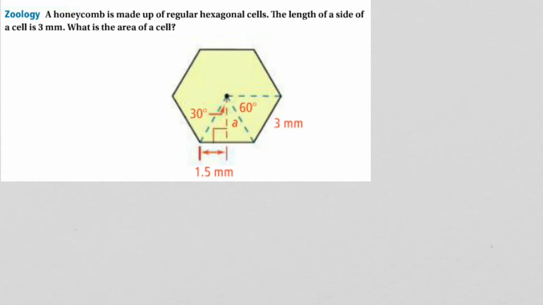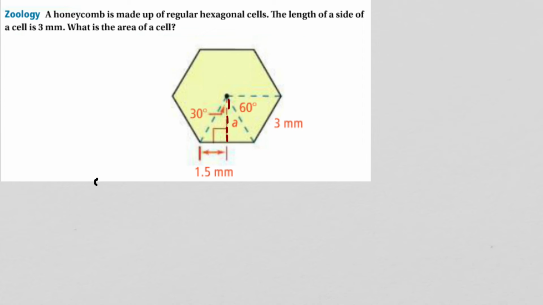Okay, here we have a honeycomb, which are hexagonal cells. The length of one side is 3. What is the area of the cell? So we need to find this apothem here. We don't have it, this apothem. All right, how am I going to get this apothem?